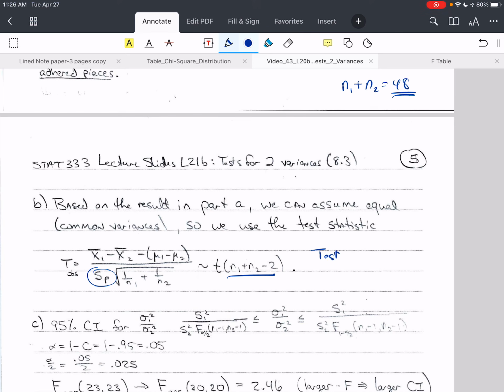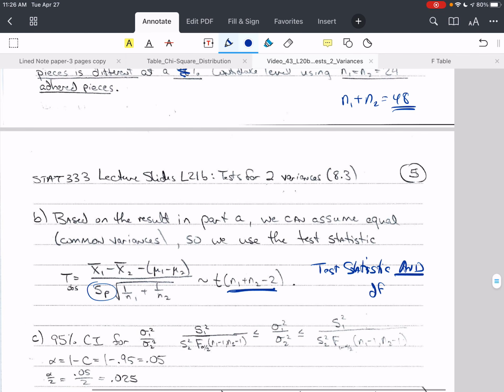Test statistic and degrees of freedom. You need both of those to tell me which test it is. And I've done that by saying that this has a t distribution with N1 plus N2 minus 2 degrees of freedom. This has to be true because the data has to be normally distributed since N1 and N2 are less than 30. Okay, so it's not approximately. If N1 and N2 were greater than 30, then it's approximately normal by the CLT.